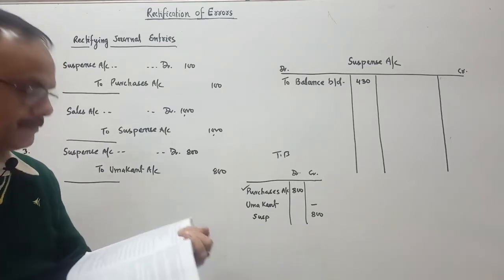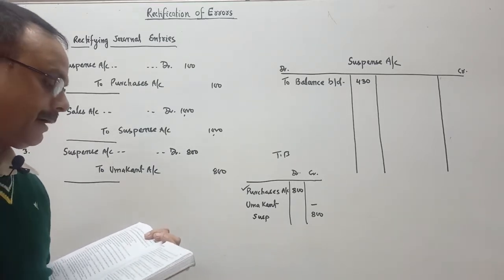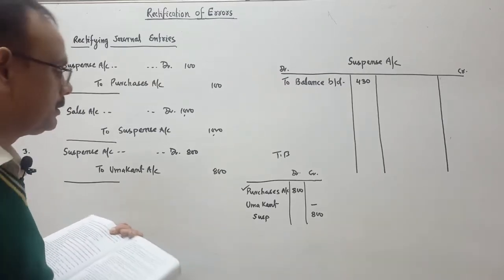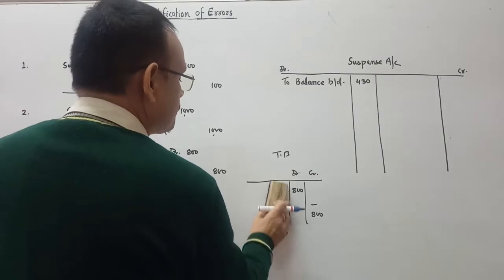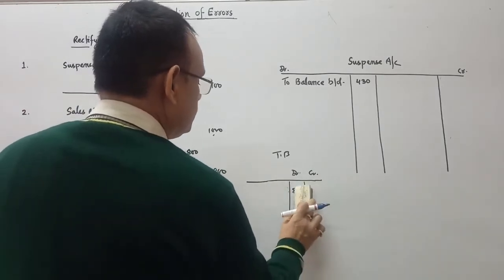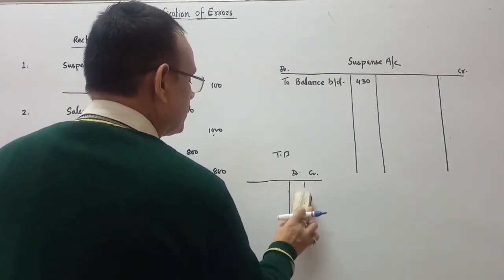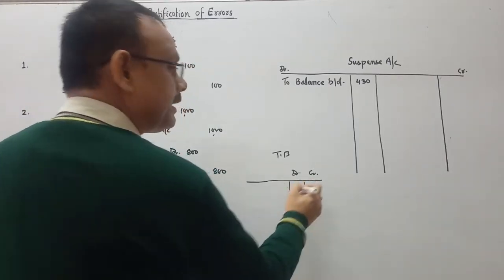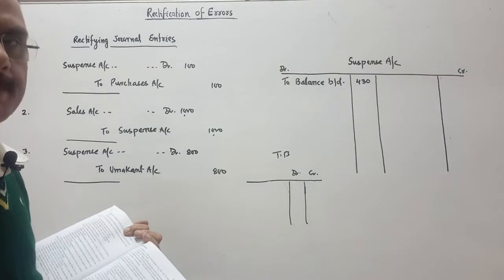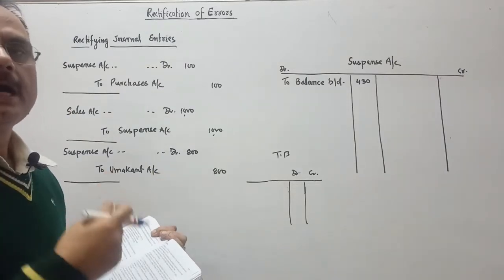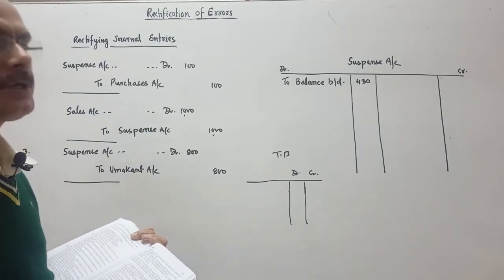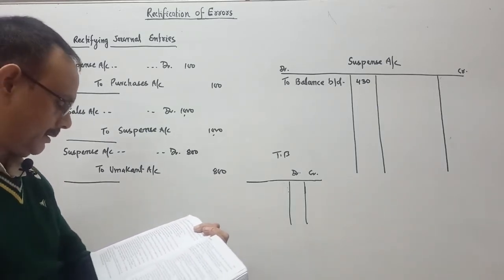Next is an amount of rupees 500 posted to the credit of the commission account. Next, you see, these are all errors detected after the trial balance but before the preparation of the financial statements.